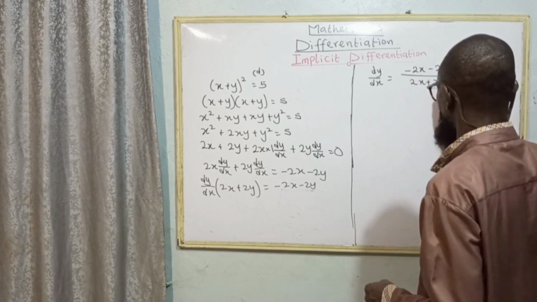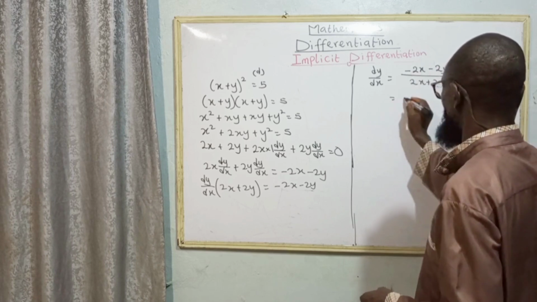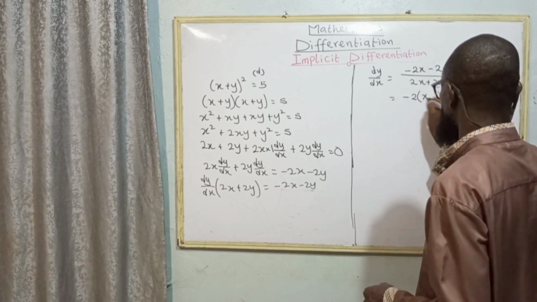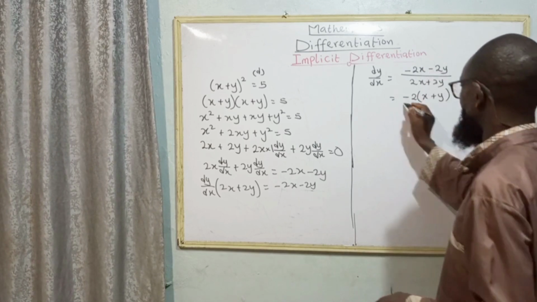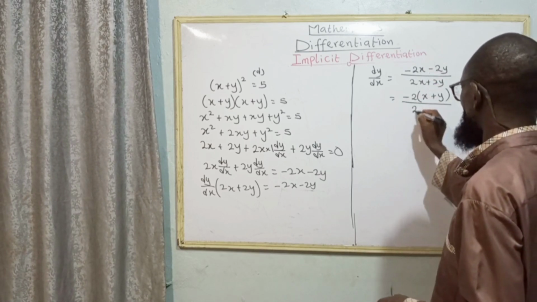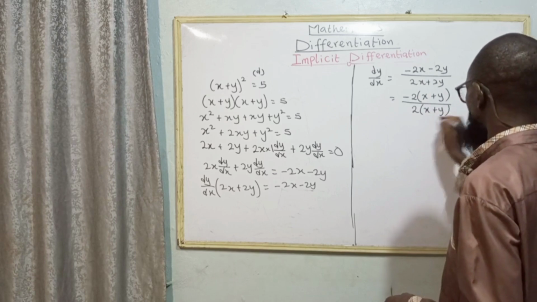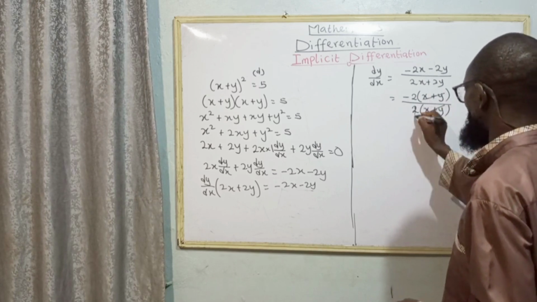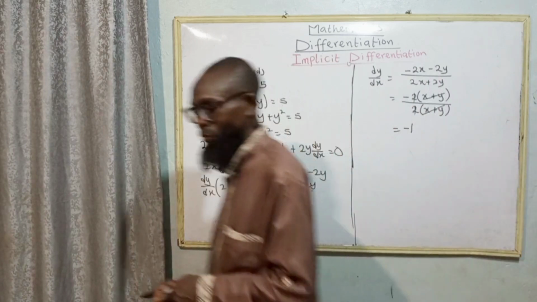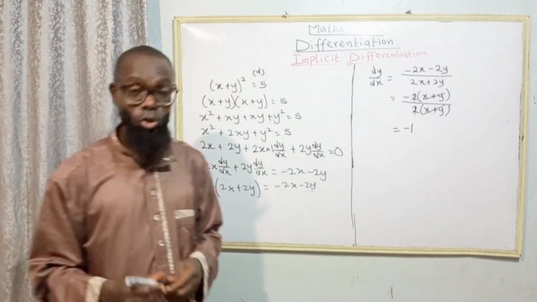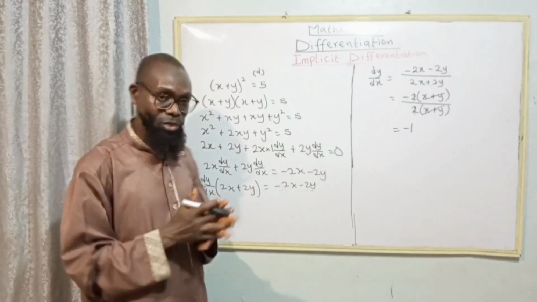So my dy/dx will equal, we divide both sides by this, minus 2x minus 2y divided by 2x plus 2y. Now something is common here, minus 2, open bracket, x plus y. The minus sign is plus, we are going to have minus here, divided by, what is common here? 2 bracket x plus y. This cancels this, 2 here, 1, 2 here, 1, we have minus 1. So we have come to the end of the rules guiding differentiation.